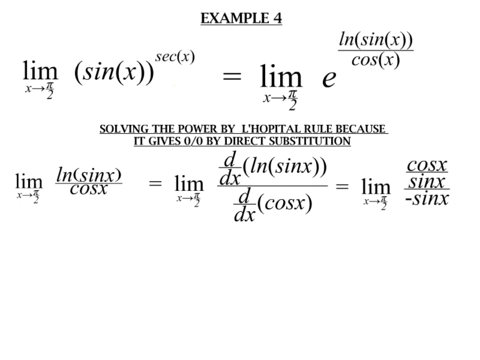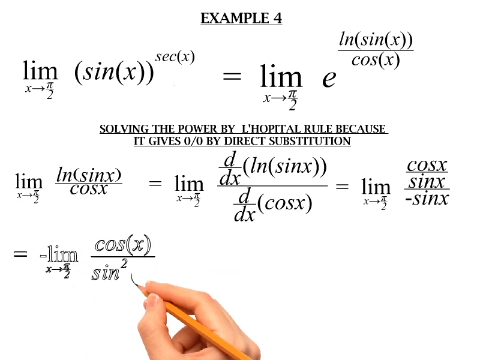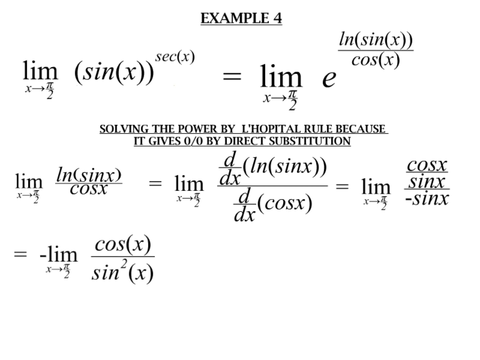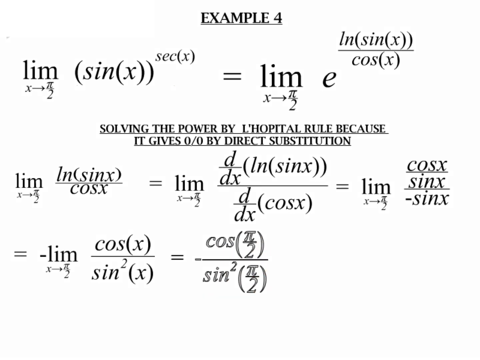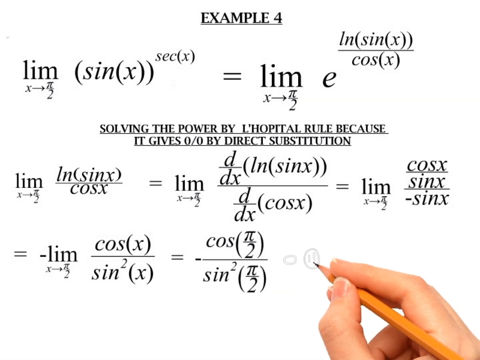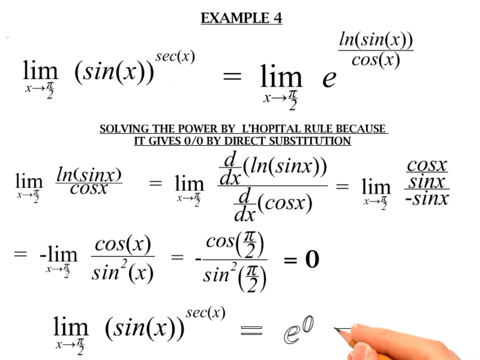This simplifies down to minus the limit of cos x over sin squared x, as x approaches pi over 2. By substituting our limiting value, it gives minus cos pi over 2, over sin squared pi over 2. This still further simplifies down to minus 0 over 1 squared, which is equal to 0. The power which we just evaluated is equal to 0, this means that the expression is equal to e raised to the power of 0, which is equal to 1. So, our answer here is 1.